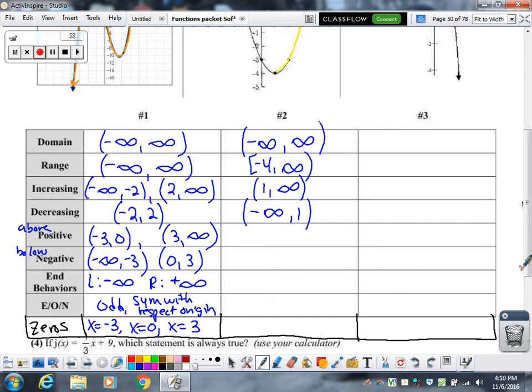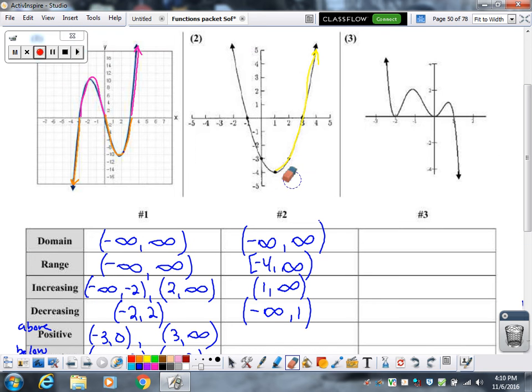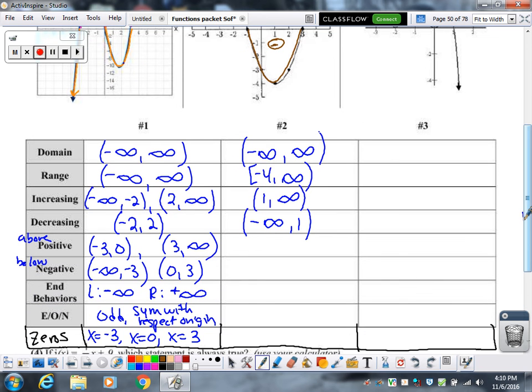Where is this parabola positive? It's positive in two intervals. Let me erase this. It is positive above the x-axis here, and it's positive above the x-axis here. These are both positive y values. The ones in the middle here are negative y values. So let's write down those intervals.